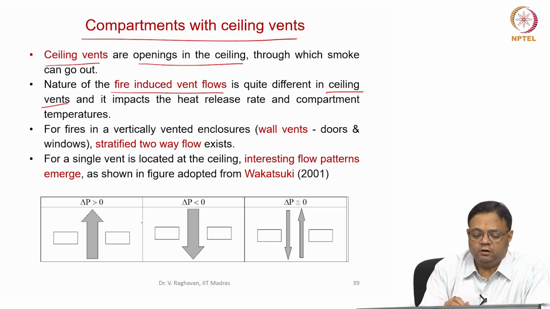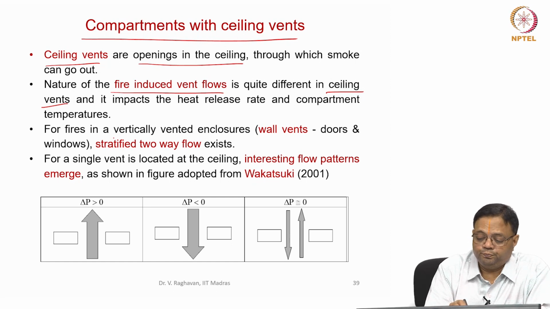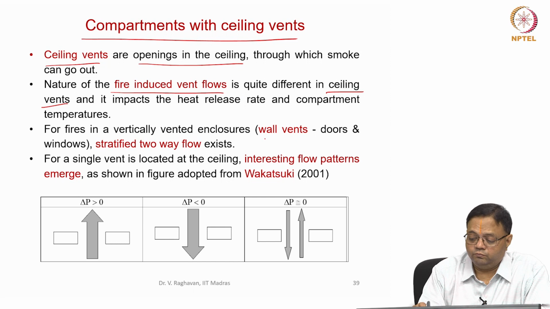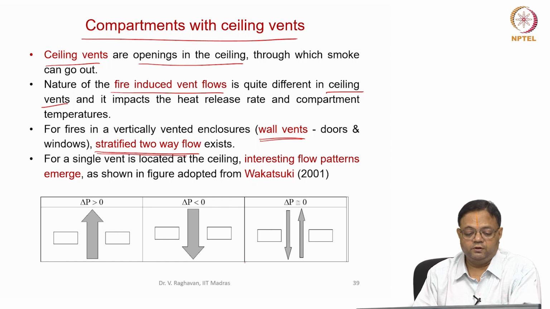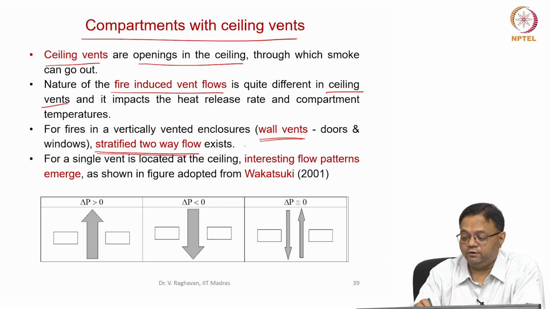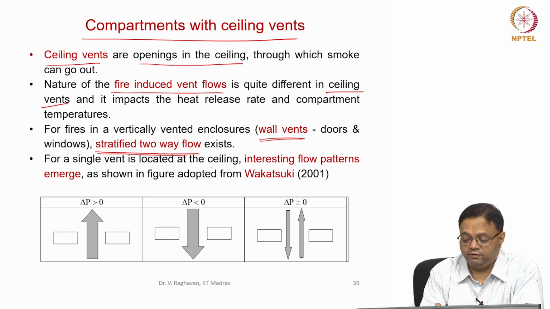So for the vertically vented fires, that is where the smoke can leave through the ceiling itself through the vents provided in it, we can have, for wall vents, stratified two-way flows. There are two things. For fires in enclosures with wall vents, doors and windows, correct, a stratified two-way flow will exist. Okay, now for a single vent located in the ceiling, interesting flow patterns can emerge.